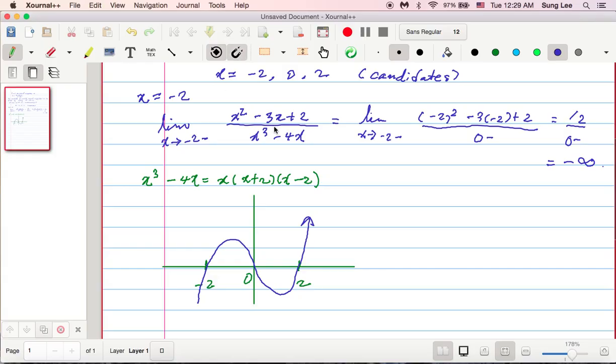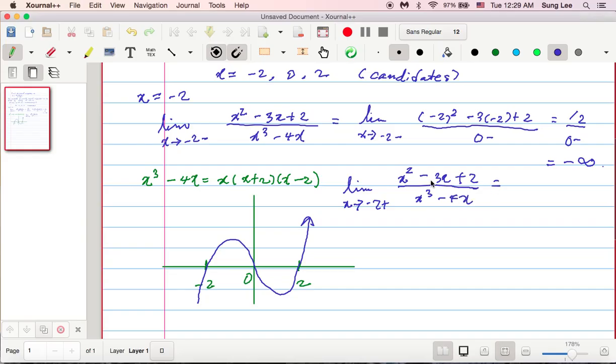However, we also would like to calculate right-hand limit as well, okay? Because that piece of information is also important, for instance, to sketch a graph of this function here, okay? Right. So later on, I'm going to show you how these pieces can be put together to sketch a graph of a function. So x squared minus 3x plus 2 over x cubed minus 4x.